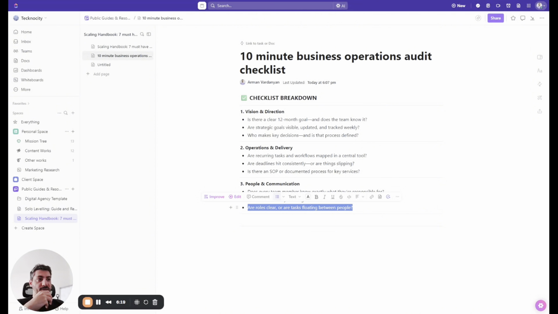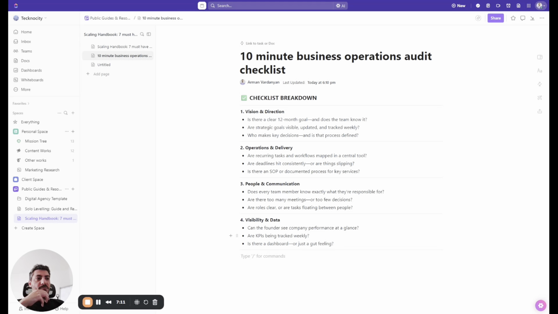The third part is a continuation of the first one. Are roles clear, or are tasks floating between people? Again, if you don't have clear responsibilities divided among all your team members, you will have problems because tasks won't have owners, issues will arise, no one will take responsibility for it, and you can't press anyone or hold anyone accountable for it. Always make sure your roles are clear, especially when you're hiring, and that tasks have their assignments all the time.